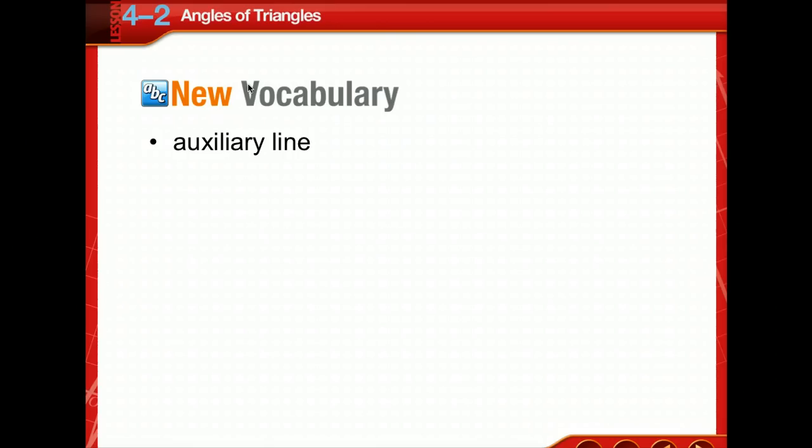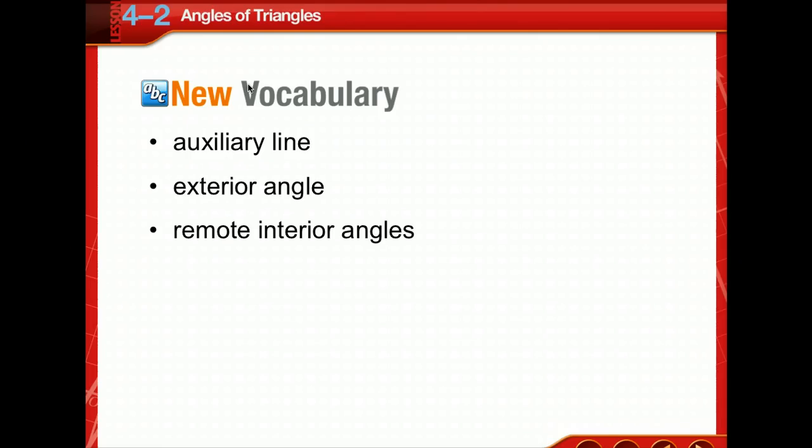New vocabulary. This is hard to say. Auxiliary line. There we go. Got it out. Exterior angle, remote interior angles, flow proof, and a corollary. Not a coronary, a corollary.